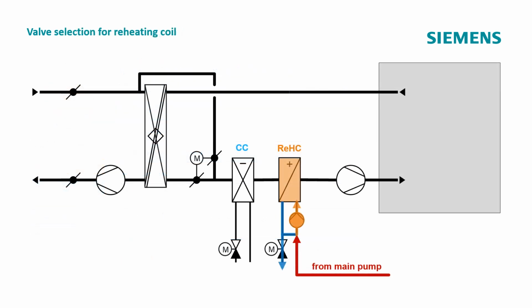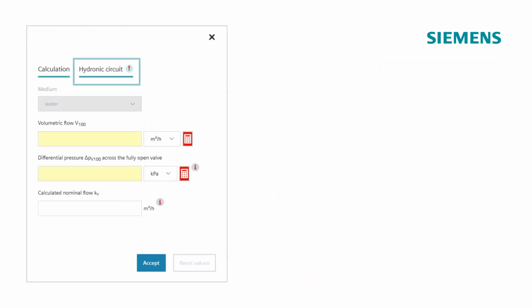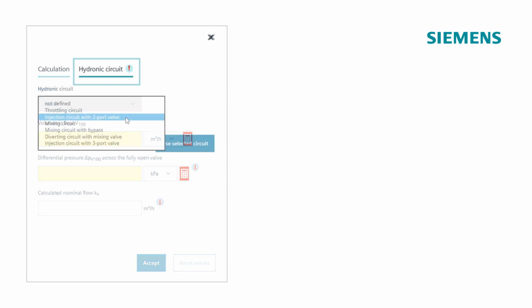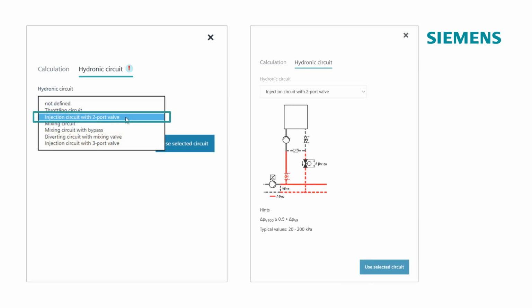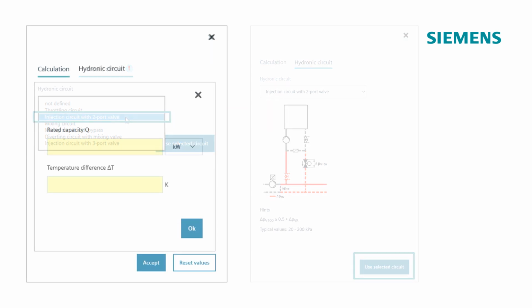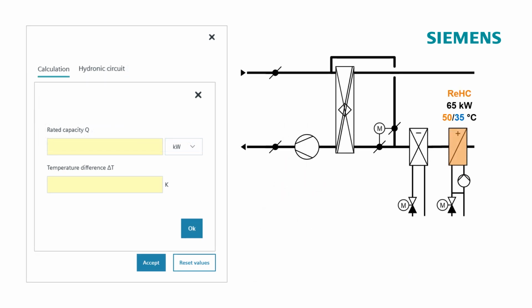For the reheating coil the approach is identical to the cooling coil. First, select the type of hydronic circuit. Select Injection Circuit with 2-port valve for the reheating coil. Click on Use Selected Circuit. Here once again the plant schematic with the data for the reheating coil.